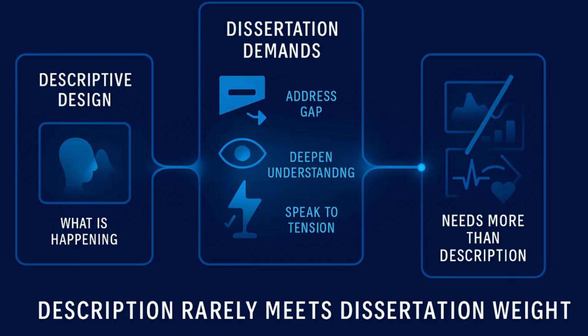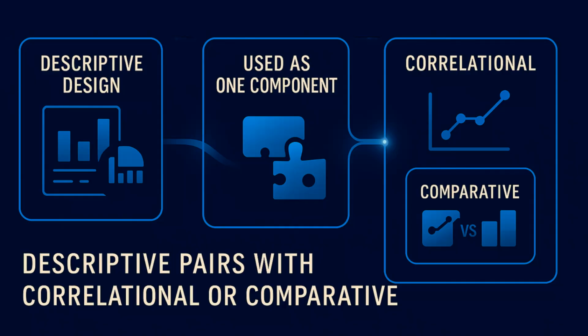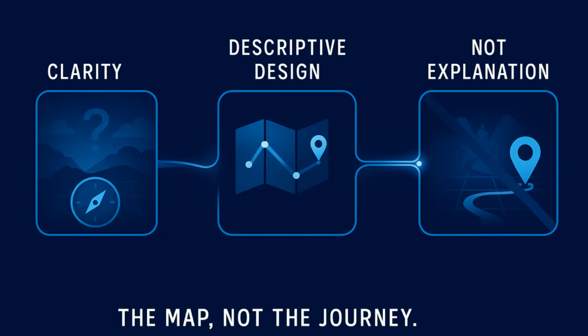And because a dissertation must address a meaningful gap, deepen understanding, and speak to a tension within the field, descriptive design alone is almost never strong enough to serve as a standalone dissertation methodology. It does not illuminate mechanisms behind a phenomenon, reveal patterns of relationship, or surface differences that matter for practice. For this reason, descriptive design is typically used only as one component of a larger study, often paired with correlational or comparative approaches. It is chosen instead of other designs when the field needs clarity, not explanation. It serves as the map, not the journey.